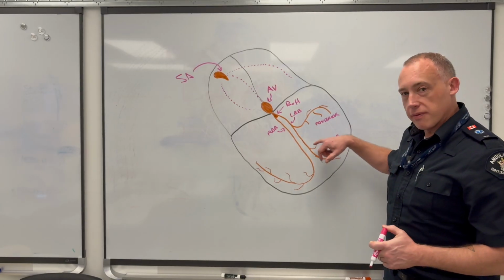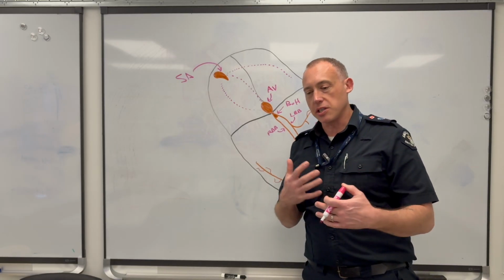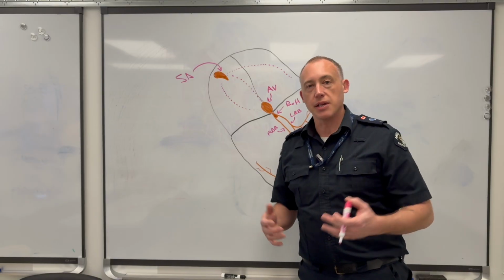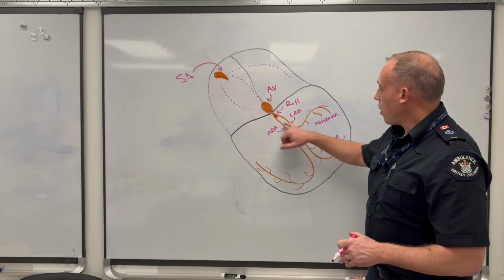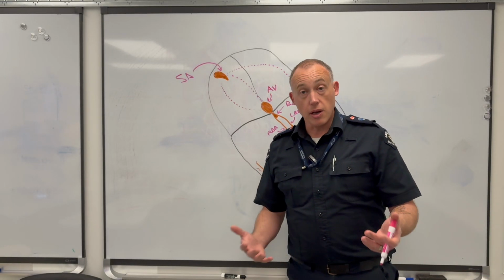And this also becomes relevant because these things can all have inherent blocks in them, or they can have little pauses due to ischemia or disease or whatever. And we can see this on the ECG, and we'll get into this when we talk more about the types of heart blocks.